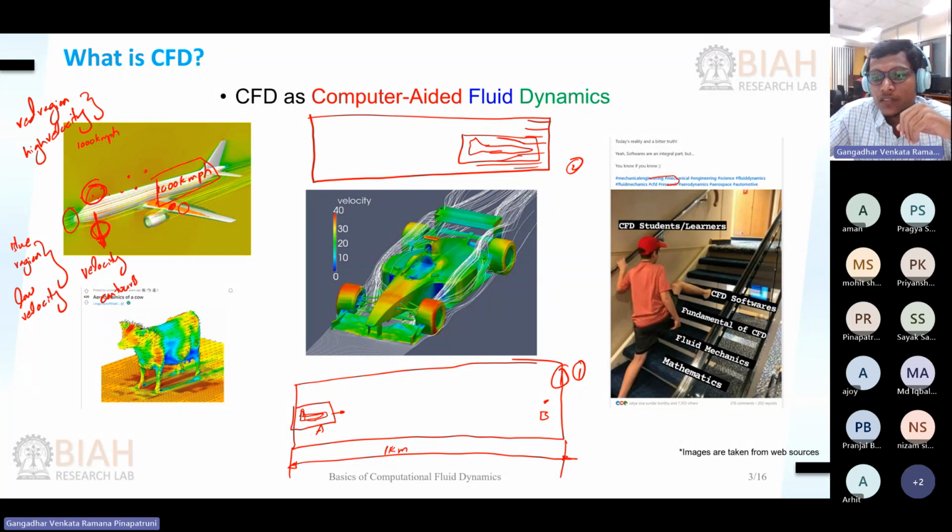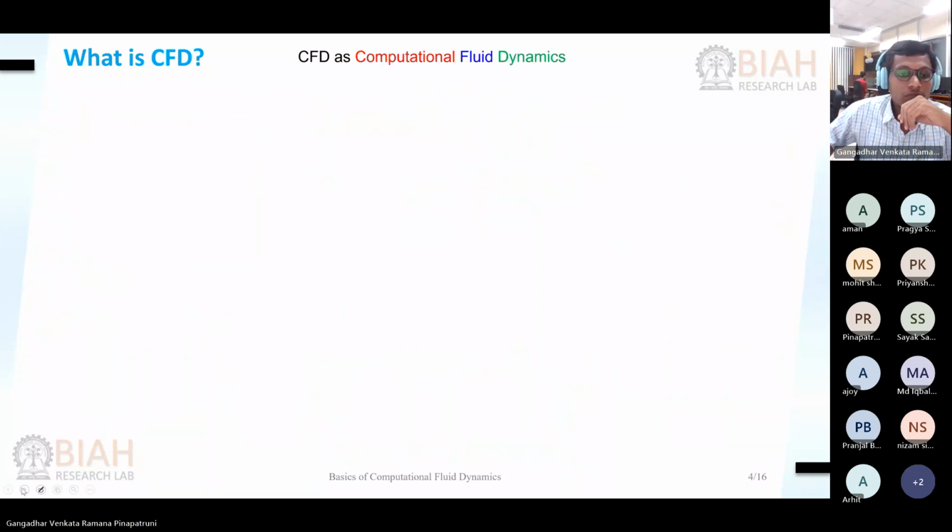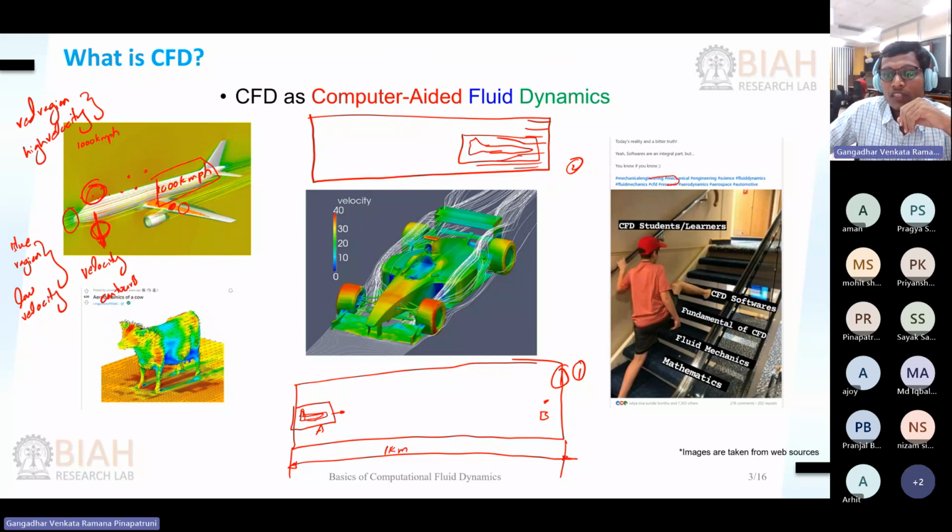So what are the key things that we need to understand before learning CFD? There are a few things that you need to be very careful about in CFD. The first thing is the mathematics. You need to understand the mathematics behind the fluids and the solver.